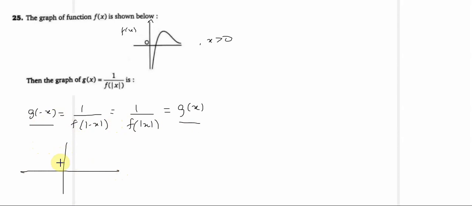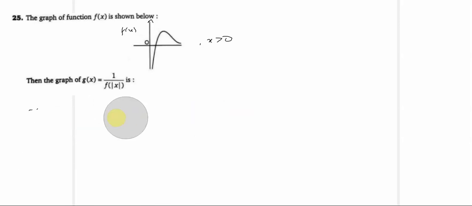symmetrical about the y-axis. So if your right side is something like this, your left side is going to be like this. So here it's the same case. G of x is an even function, so we only need to find the right hand side of the graph.